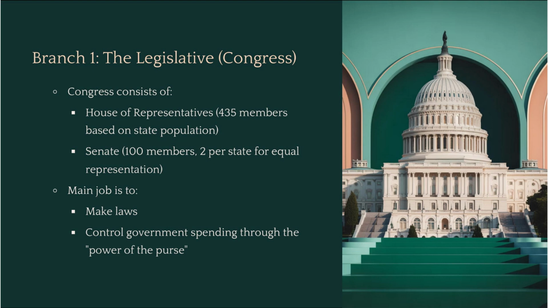The second part is the Senate. Here, every single state gets 2 senators, no matter its size. This was a compromise to protect the small states and make sure they had an equal voice. Together, the House and Senate write and vote on all federal laws, and they also control all government spending, a huge power known as the power of the purse.